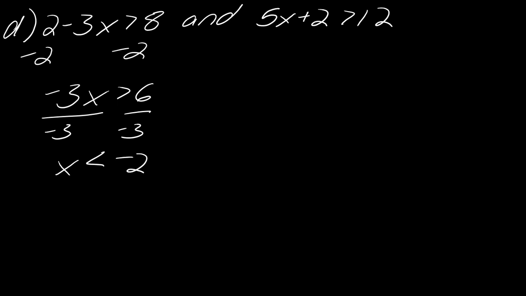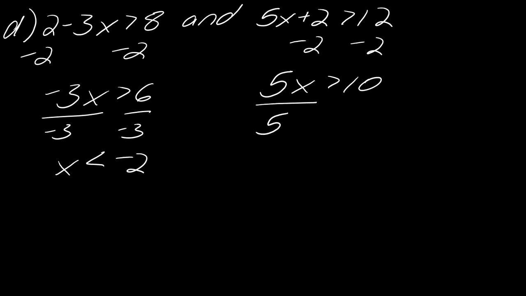Okay, now let's go to the other one. So let's see, I'm going to subtract 2 from each side. So I get 5x is greater than 10. Divide both sides by 5, and I get x is greater than 2. And so this one is an AND, right? So for an AND, what we have to do is put both of these on the number line. So let me clear some space.